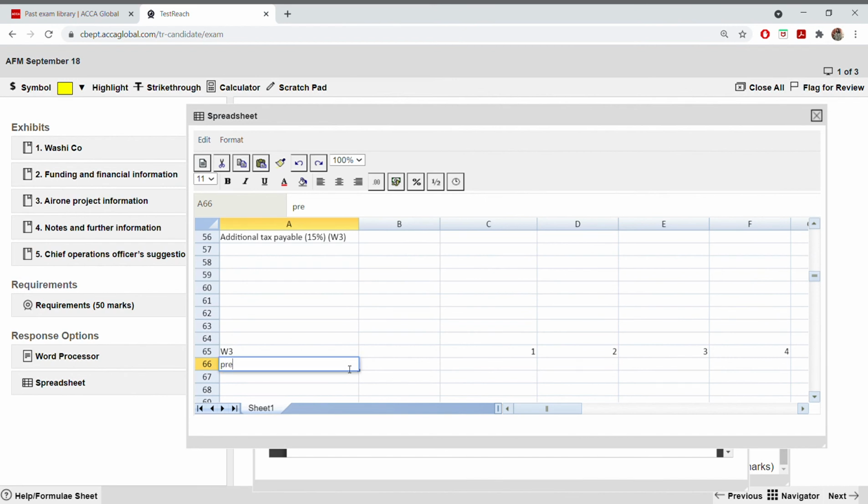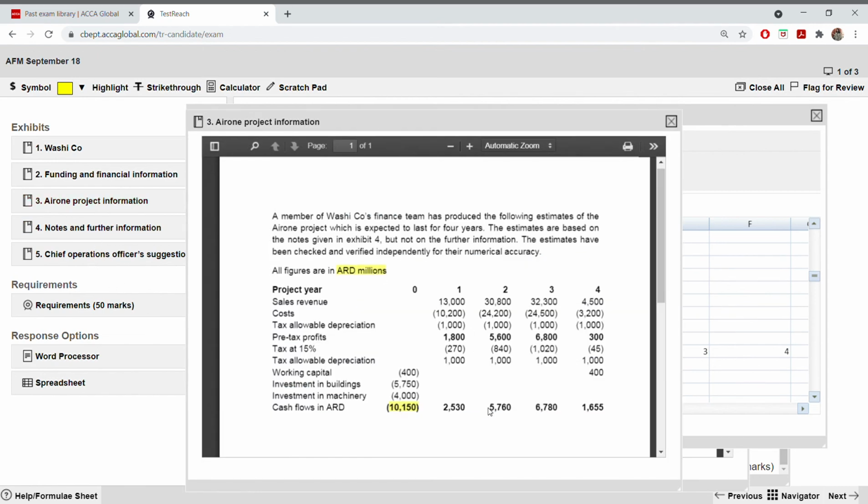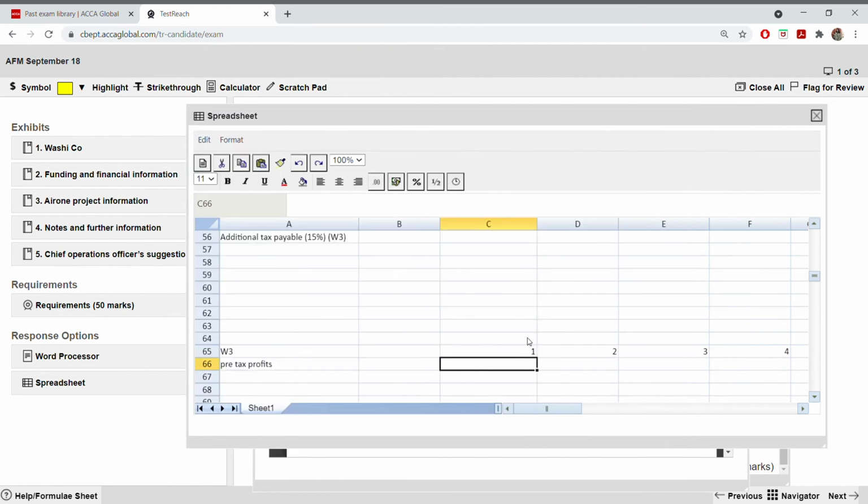So pre-tax profits, what are the pre-tax profits? These are the pre-tax profits. It's already taken. This you have to take. Okay, 1000, 5600 and this one. So we'll just take it here. Okay, thousand 85,600, 6,800 and 300.